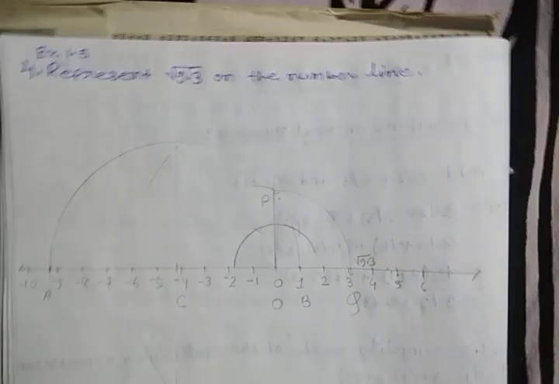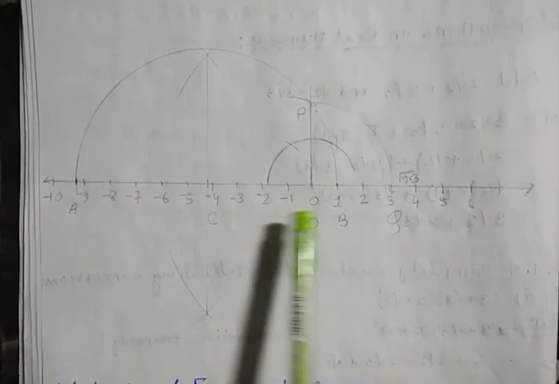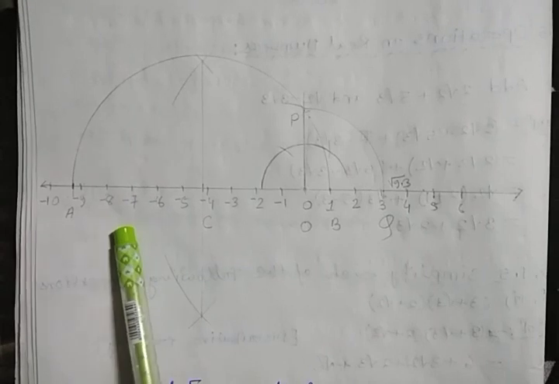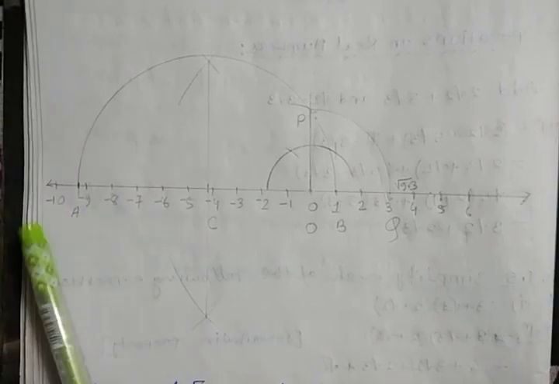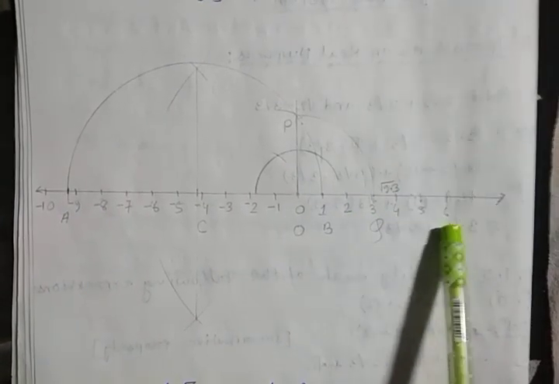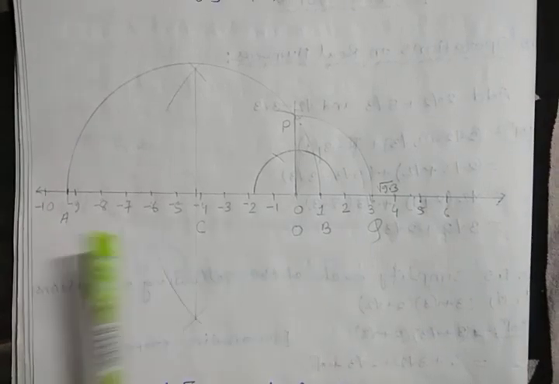For that, first you have to take the number line in this way: 0, -1, -2, -3, -4, -5, -6, -7, -8, -9, -10. Because 9 is given here, we have to take more than 9, so -10. And on the right side 1, 2, 3, 4, 5, 6 and so on. Now from 0 on the left side, that means the negative side, we need to take 9.3.